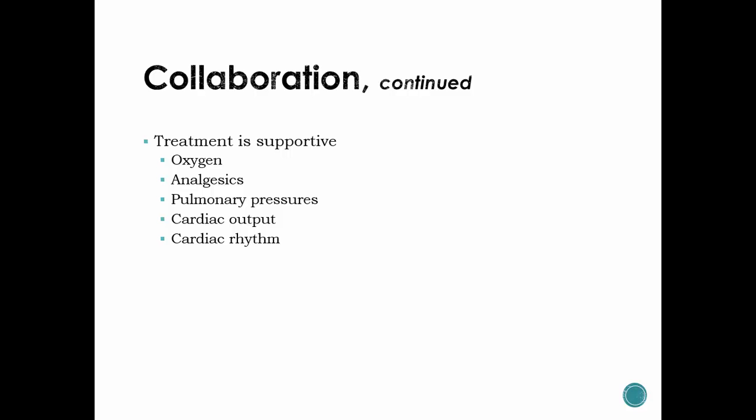Analgesics are given for severe pleuritic pain and also to help with anxiety. Your pulmonary pressures are going to be measured with a Swan-Ganz catheter, and they're going to be looking at the pulmonary artery and pulmonary artery wedge pressures. These are things that will be done and monitored in the ICU setting, and you'll learn more about your hemodynamic monitoring, which is part of your pulmonary pressures, next semester. Cardiac output should be assessed. The cardiac rhythm should be monitored to detect any dysrhythmias.